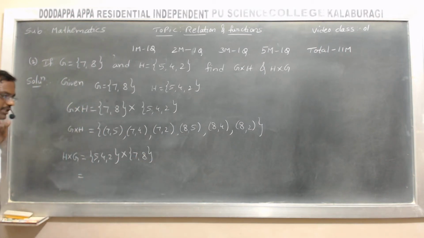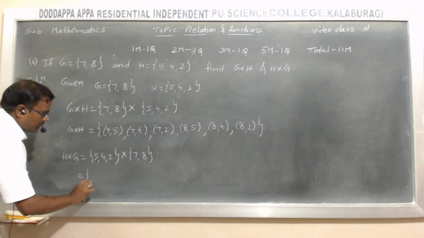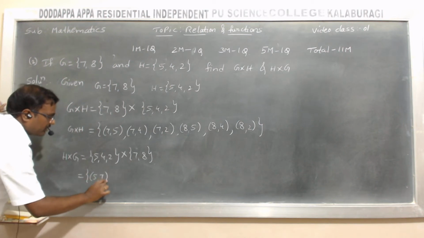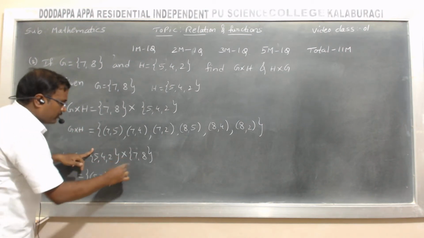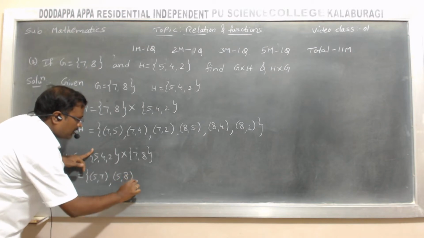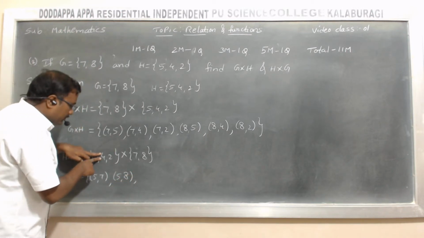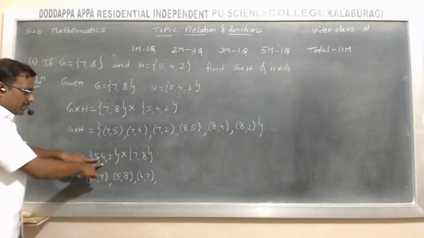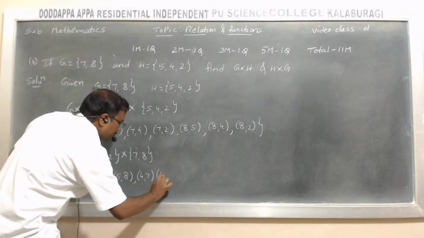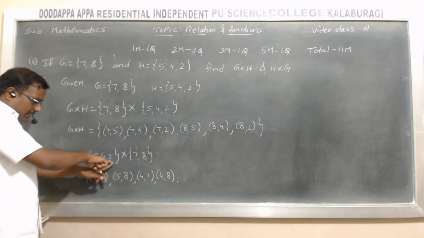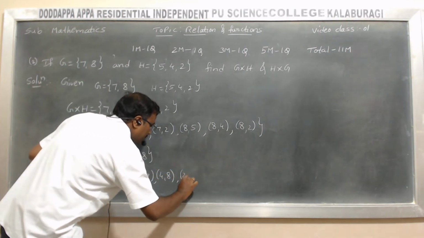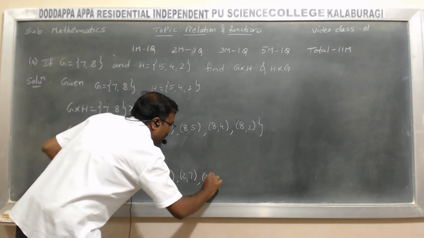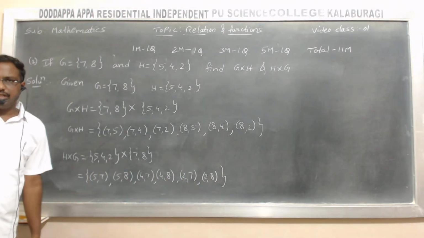Now you can find out as usual Cartesian product. First element is related to first element, (5,7). Similarly, first element is related to second element, (5,8). Next, second element is related to first element, (4,7). Second element is related to second element, (4,8). Next, third element is related to first element, (2,7). Third element is related to second element, (2,8).